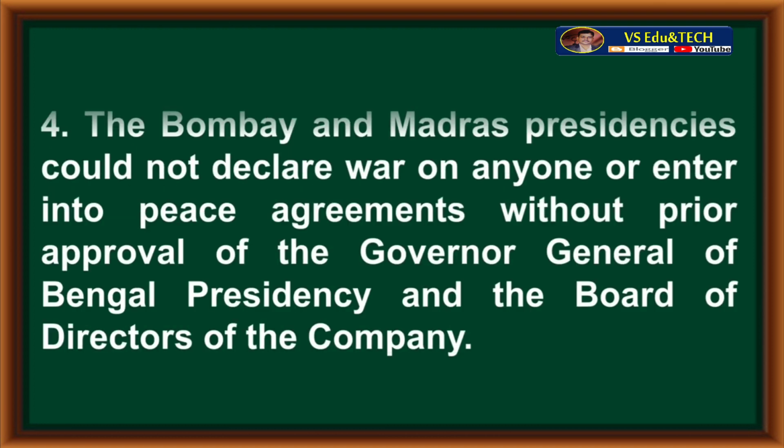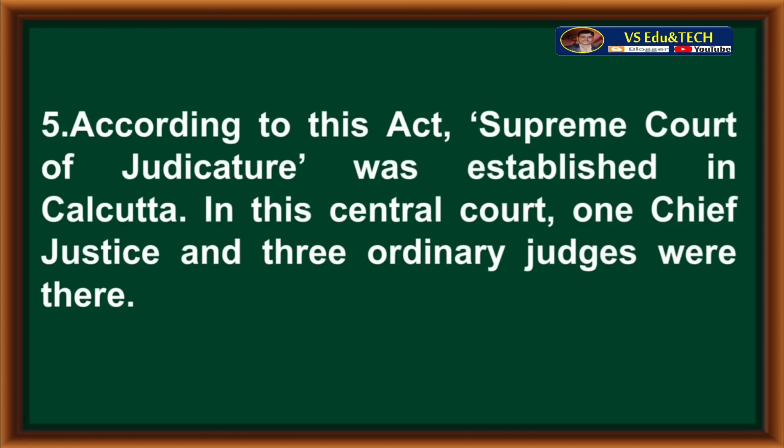presidencies. The Bombay and Madras presidencies could not declare war on anyone or enter into peace agreements without prior approval of the Governor General of Bengal Presidency and the Board of Directors of the company. According to this act, Supreme Court of Judicature was established in Calcutta. In this central court, one Chief Justice and three ordinary judges were there.